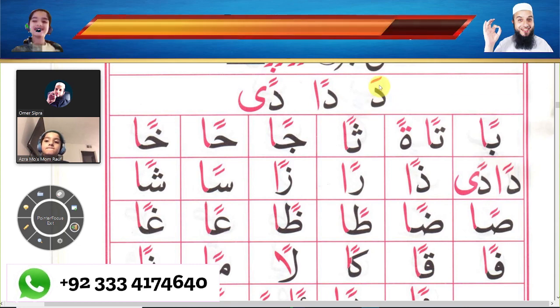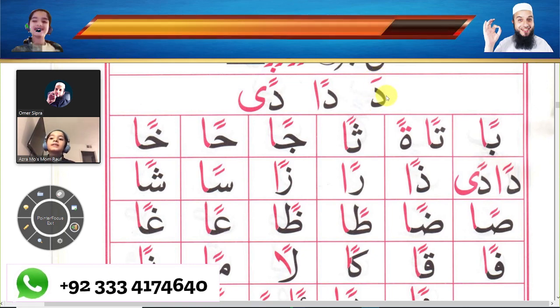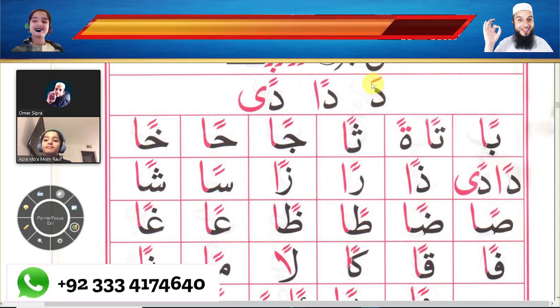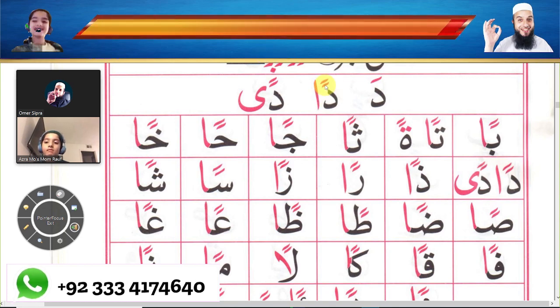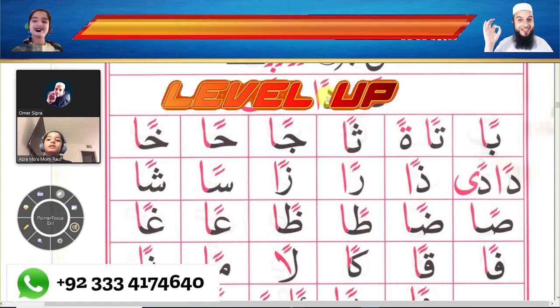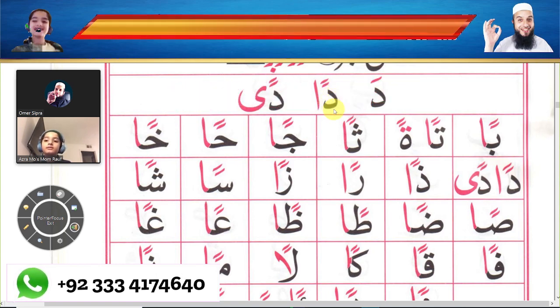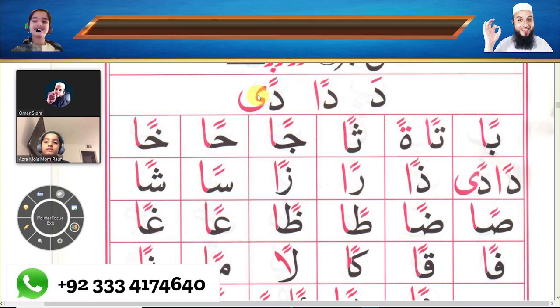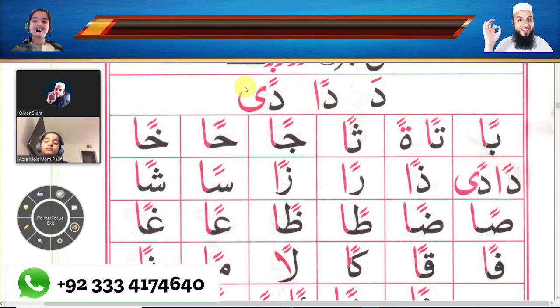Can you spell this one out? Dal Zabr da. Good job. So this is one Zabr, but here there are two Zabrs. Dal two Zabr dan. Yeah, dal two Zabr dan. This alif will be silent because it does not have any sign. Similarly, ya will be silent because it doesn't have any sign.